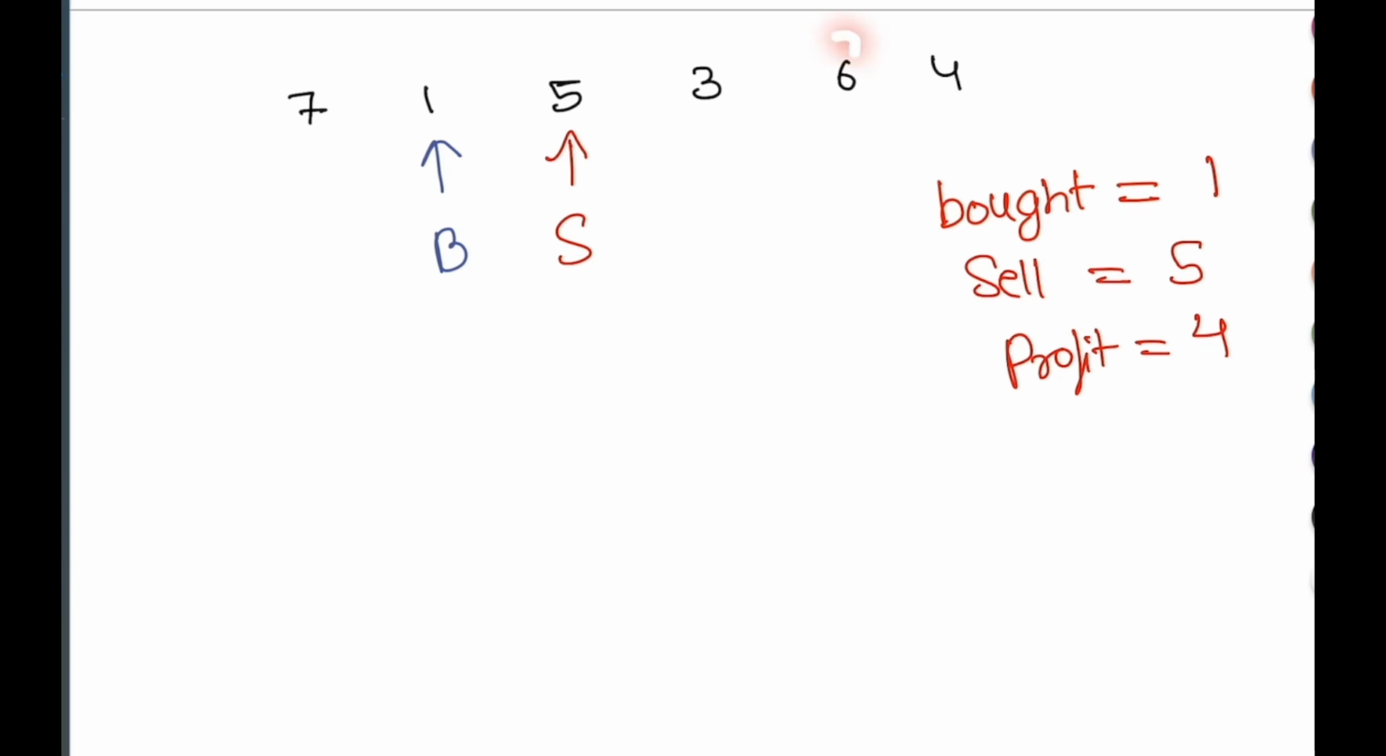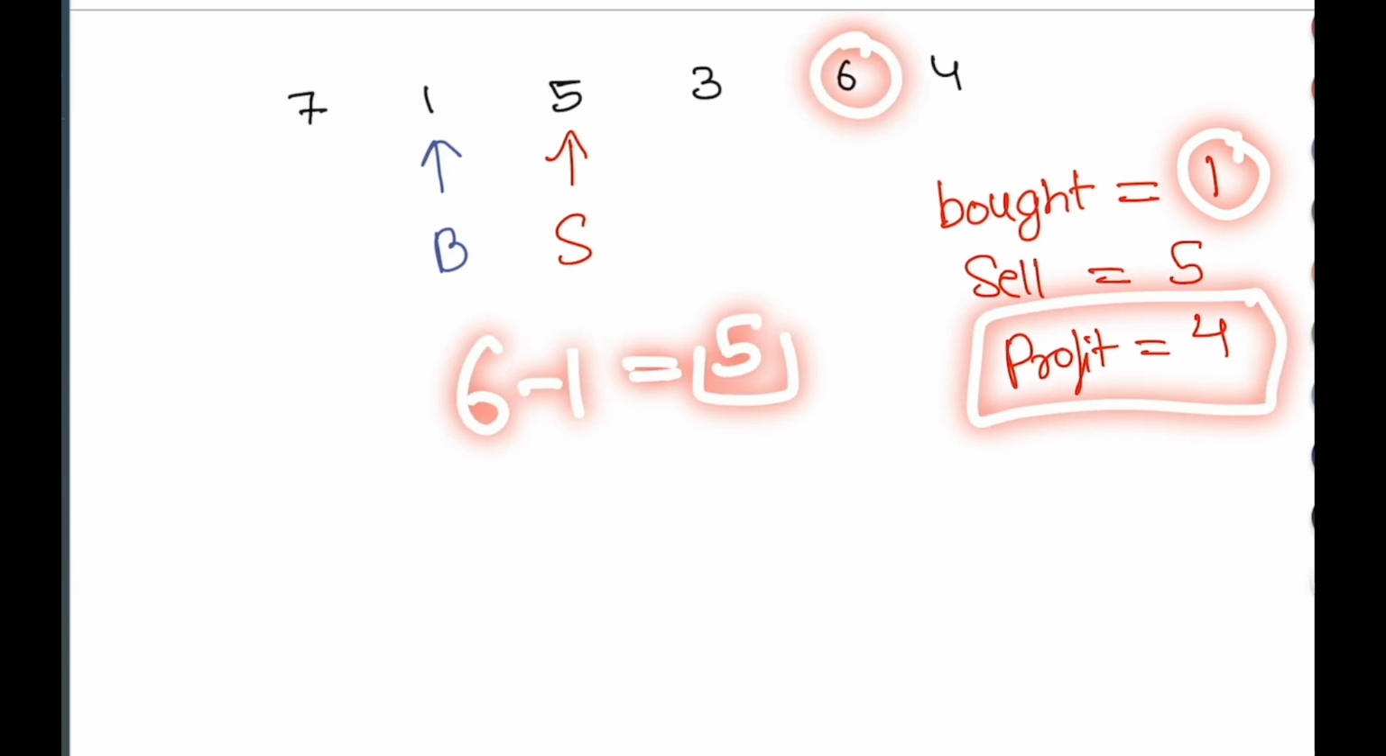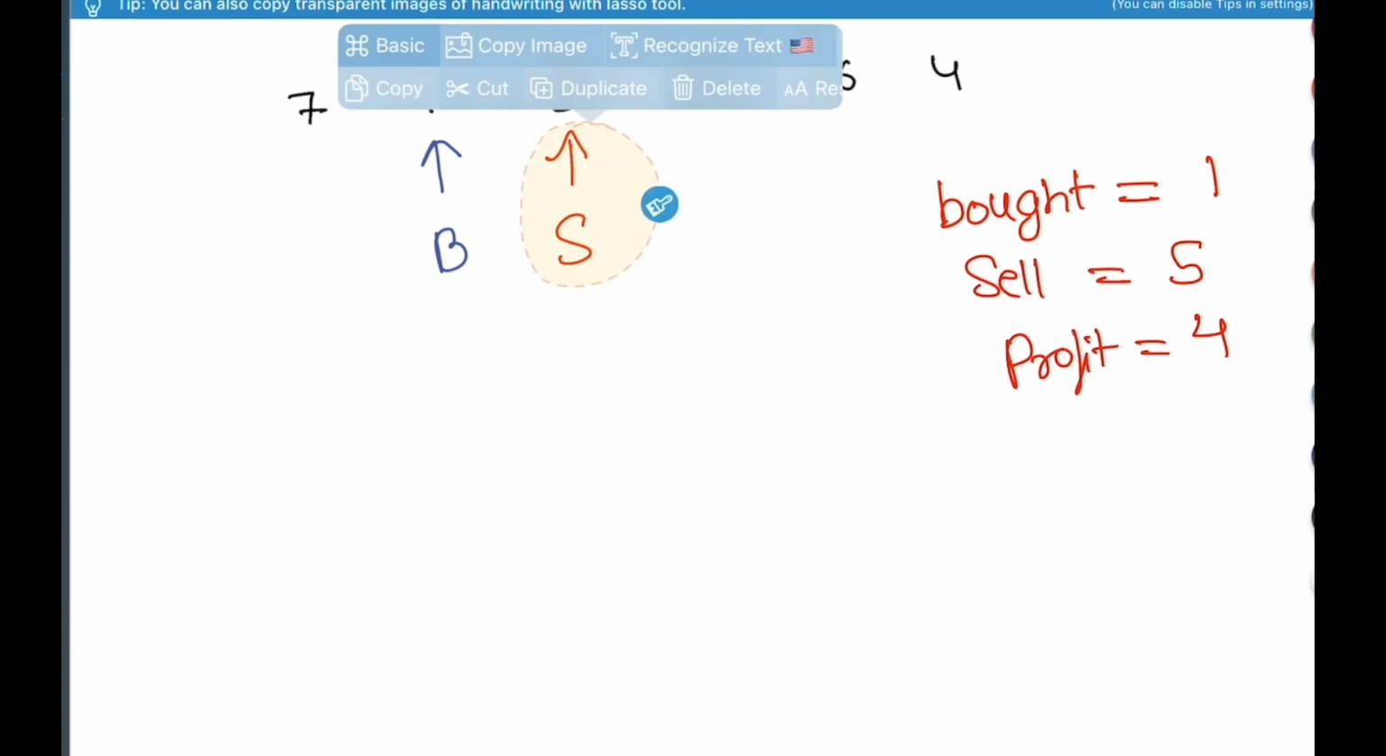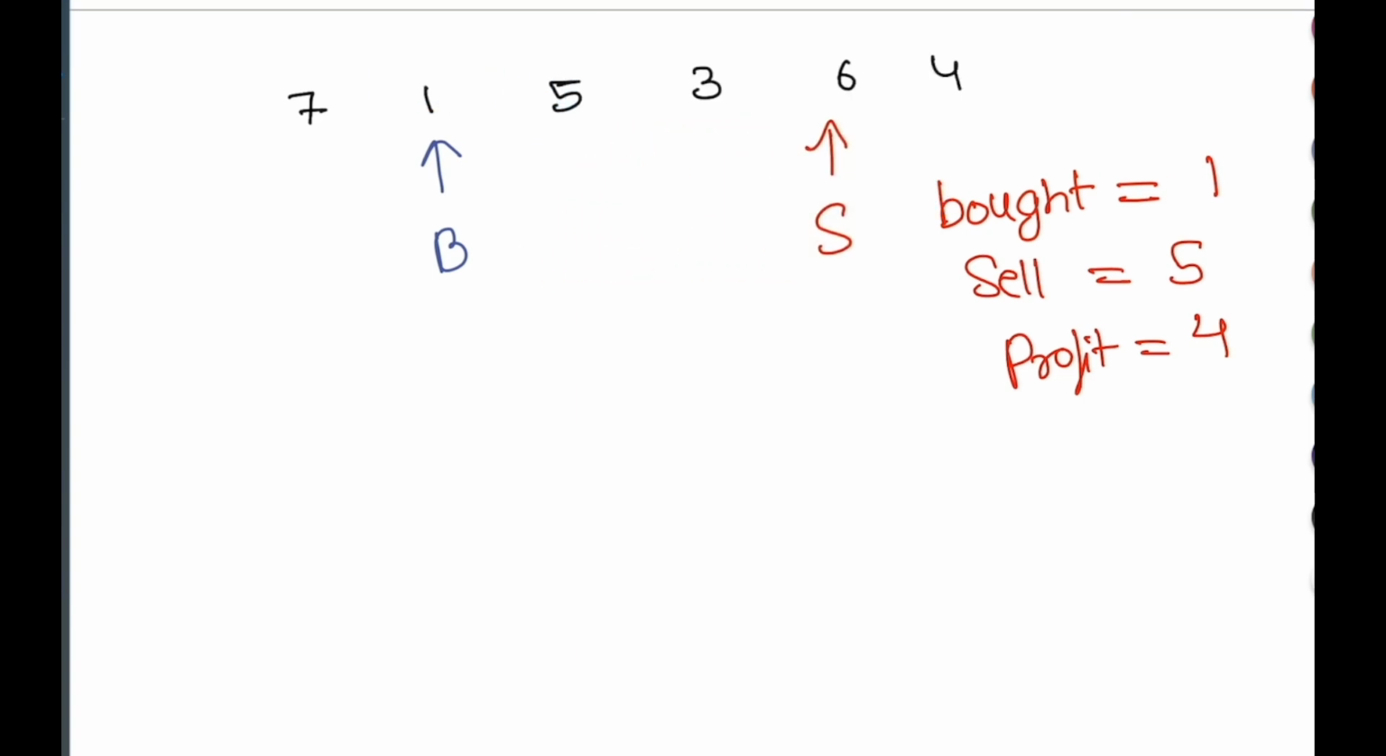What about 6? I'm not going to buy this at 6 because my buying price is 1. But I can sell this at 6. Reason being, I have bought the stock at 1. If I sell at 6, 6 minus 1 is going to be equal to 5. The profit can be 5, which is more than the profit which we will make with the current transaction which we have decided. So instead of selling this at a price of 5 on day 3, we can actually sell this at a price of 6 on day number 5, right? So our selling price and profit are going to be updated. We will sell at 6, profit will be 5.